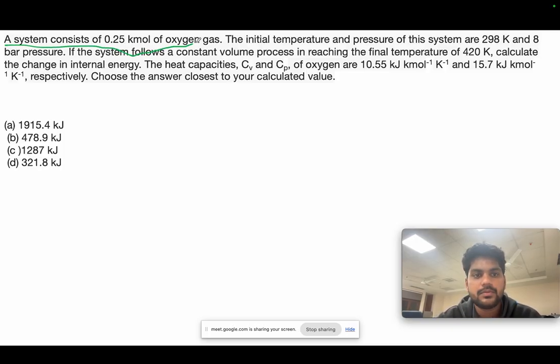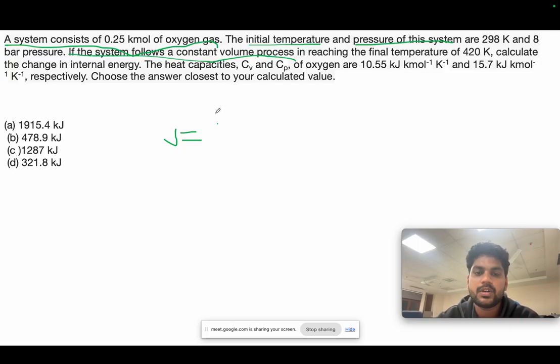A system consists of 0.25 kilomole of oxygen gas. Okay, some amount of oxygen is there. They given initial temperature and pressure. If the system follows a constant volume process, you should understand that the volume is constant.